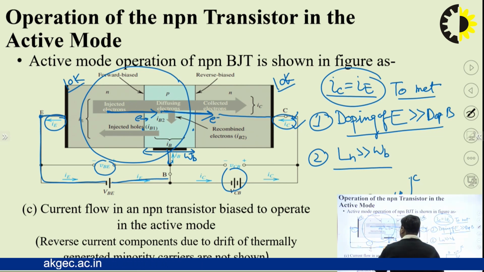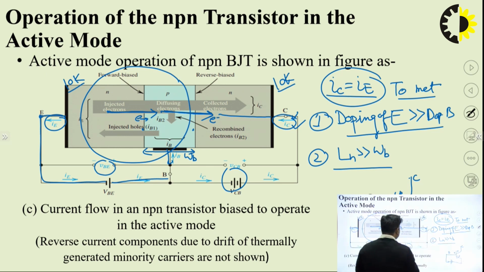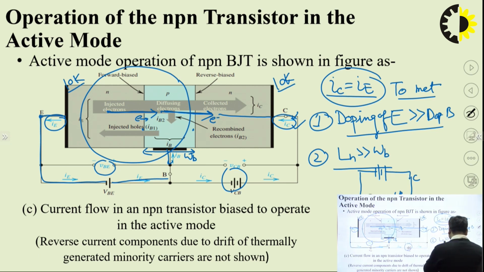So the base is common between the emitter and the collector. We have applied a forward voltage between the emitter and base, and a reverse bias voltage between base and collector. The base to collector junction is reverse biased by connecting the collector terminal to the positive terminal of the battery, and the base to the negative terminal of the battery. So it's a common base configuration of BJT.